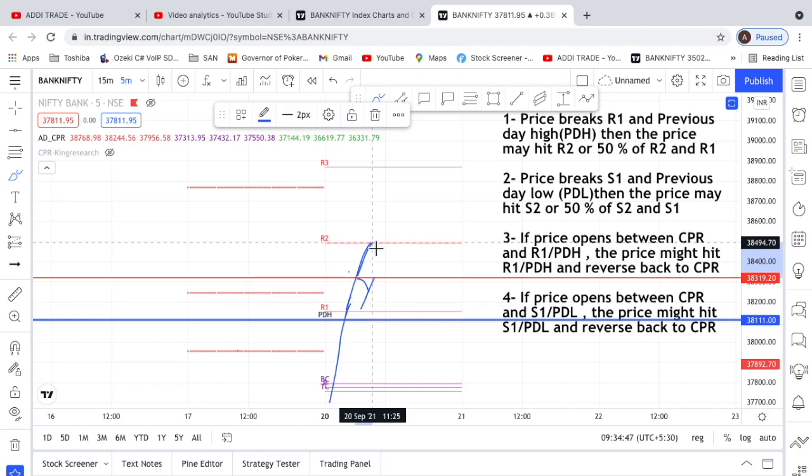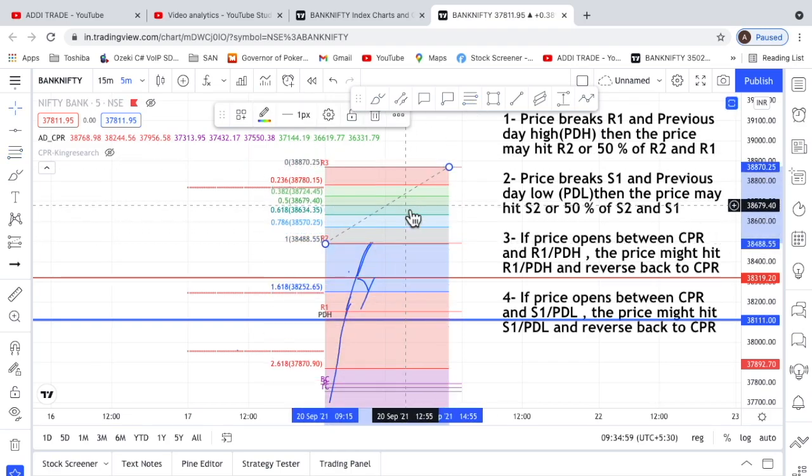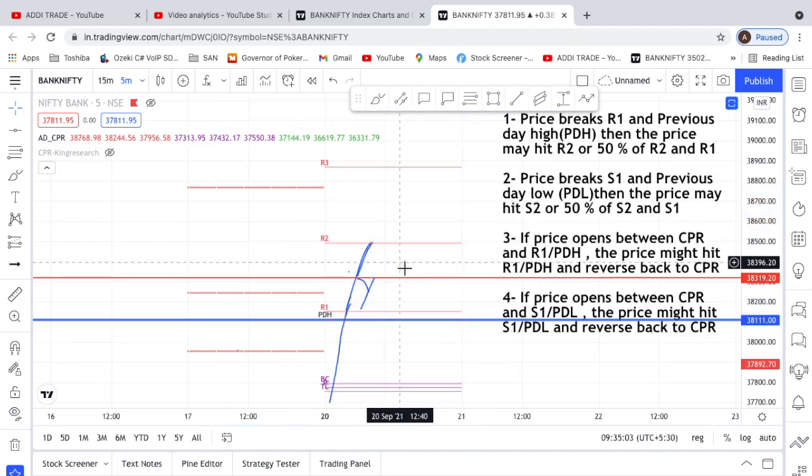And then if it's a very bullish market, then we're going to hit R3, which doesn't happen every day. Then again, we can take the Fibonacci 50% of R2 and R3. Those are the further targets on the upside. But from R1 to R2 is a good target.